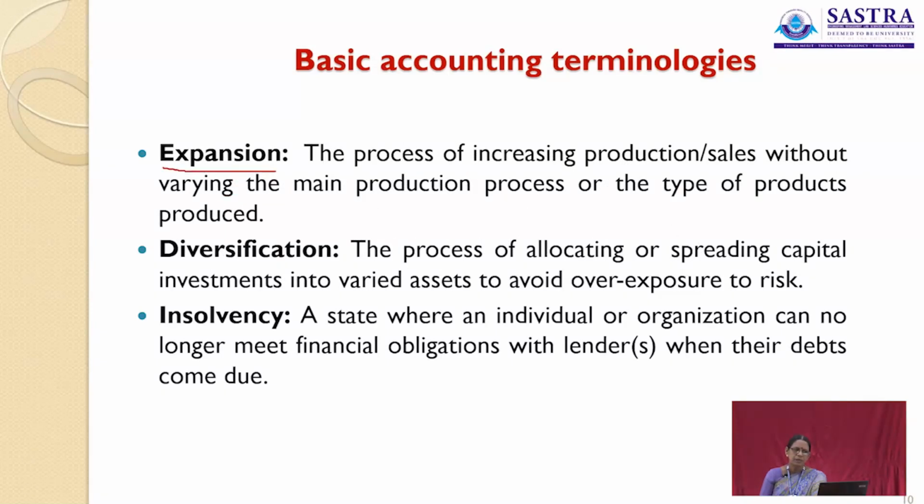Expansion. The process of increasing the production without varying the main production process or types of products produced. When we are expanding, we are going to expand in the same line of business. When you are engaged in a petrochemical industry, we are going in for a next unit or a next plant, increasing your volume of production. That is called expansion. But when we say diversification, when this petrochemical industry is totally deviating its business to iron and steel or textile or pharmaceutical, then it is called diversification.